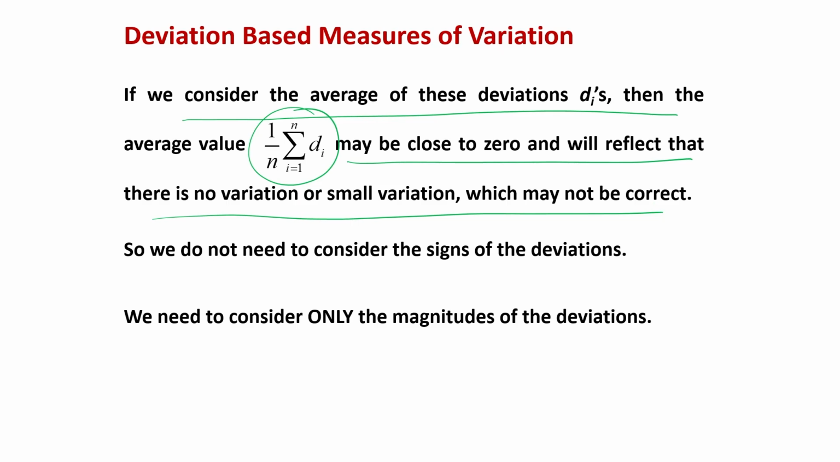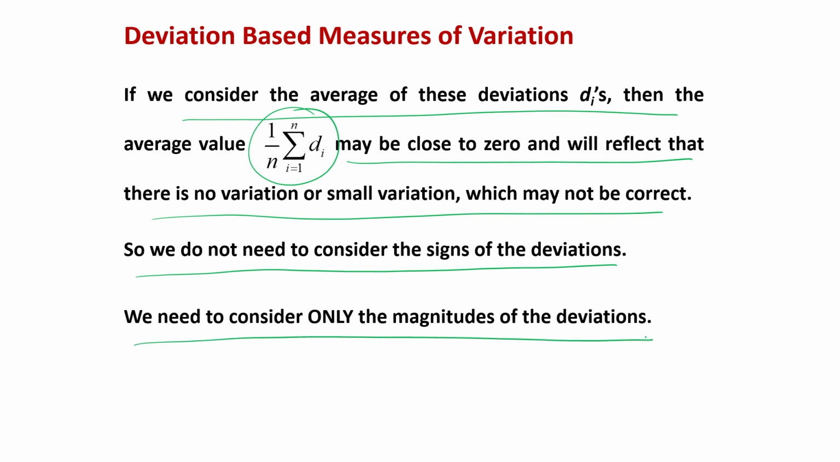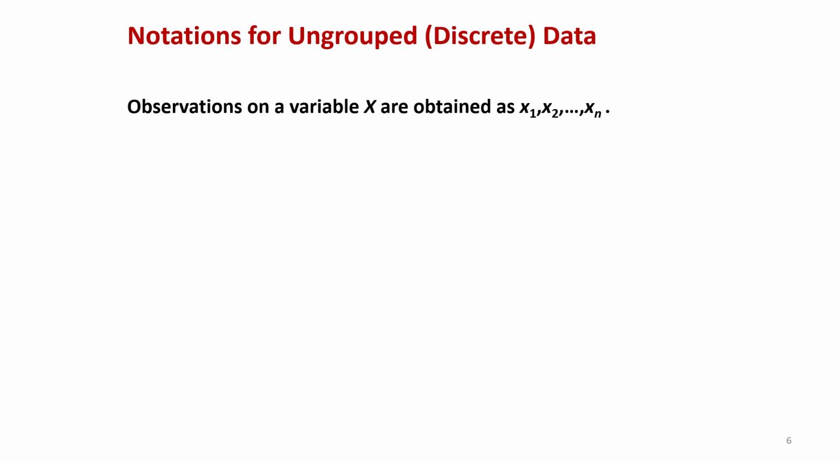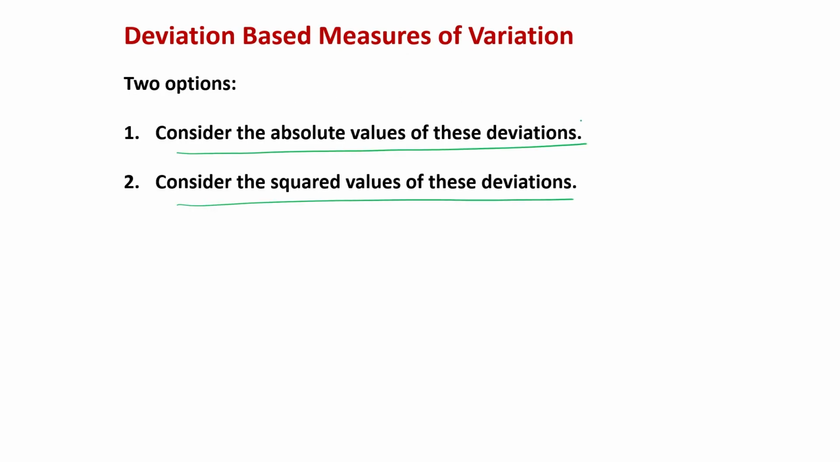So that means we do not want to consider the signs of these deviations. We need to consider only the magnitude of the deviation, and based on that we will try to develop the tools based on two concepts. Consider the absolute value of this deviation or consider the squared values of these deviations, right? And now in this lecture we will develop the statistical measures based on the absolute value of this deviation, and in the next lecture I will consider the squared values of these deviations, right?